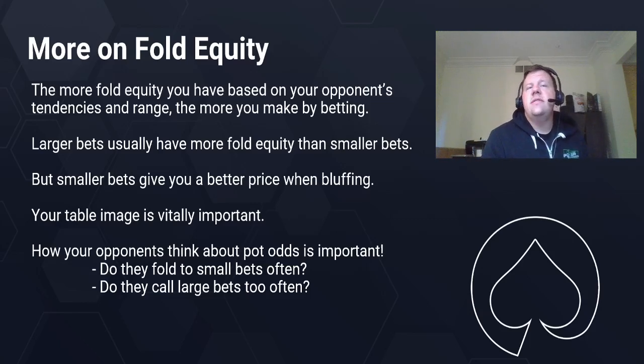So opponents' tendencies: do they check very weak, bet strong? How do they construct their ranges? And just knowing the situation, the more you make by betting, identifying how much fold equity you have. So pretty intuitive. Larger bets usually have more fold equity than smaller bets.